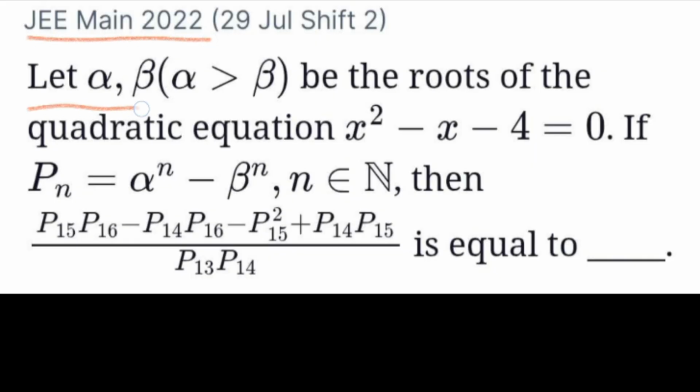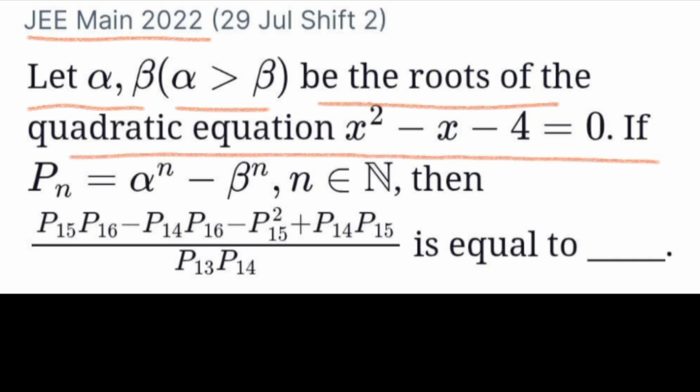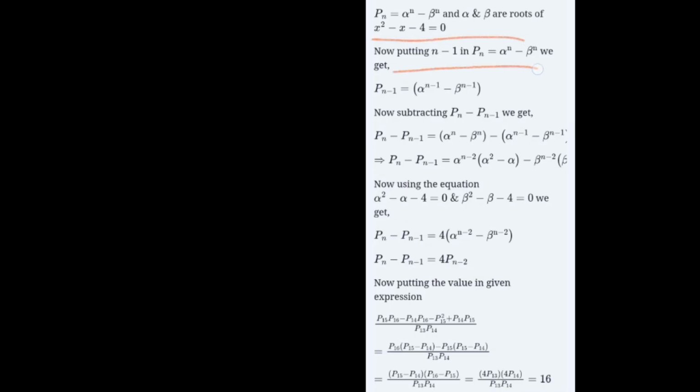One more bit. Let alpha greater than beta be the roots of the quadratic equation x square minus x minus 4 equal to 0, and Pn is equal to alpha power n minus beta power n, n belongs to N. Then (P15 P16 minus P14 P16 minus P15 square plus P14 P15) by P13 P14 is equal to. Now this is the solution. So you see the solution and write the sum. Finally the answer is 16.